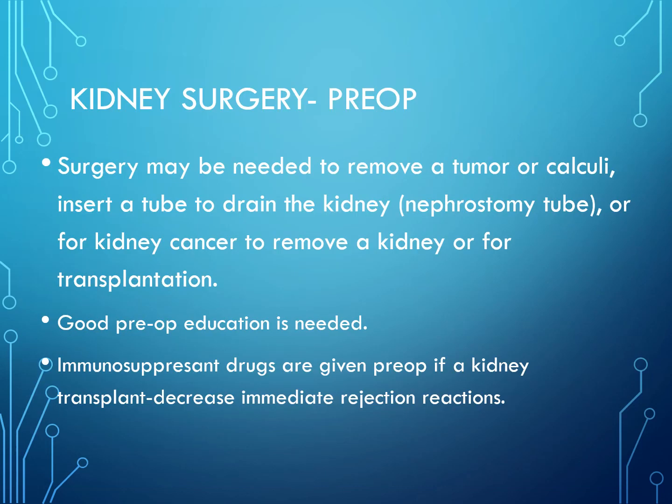So if your patients need kidney surgery to remove it for kidney cancer, or maybe a kidney transplant, or to remove calculi, they may need to insert a drain into the kidney, which is called a nephrostomy tube, and that's to help keep everything open and allow for drainage. And of course, no matter why they're having the kidney surgery, good education is needed, but particularly if you're having a kidney transplant done.